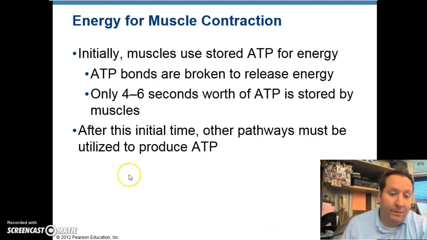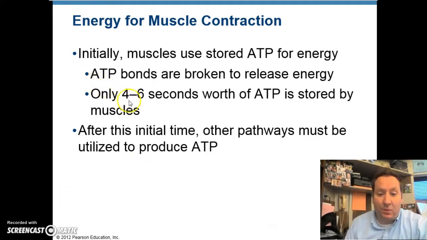So remember, the first thing you have to memorize is that you have about 4 to 6 seconds worth of stored ATP, and now we have to find another way for our body to produce ATP inside that skeletal muscle for it to be able to function.